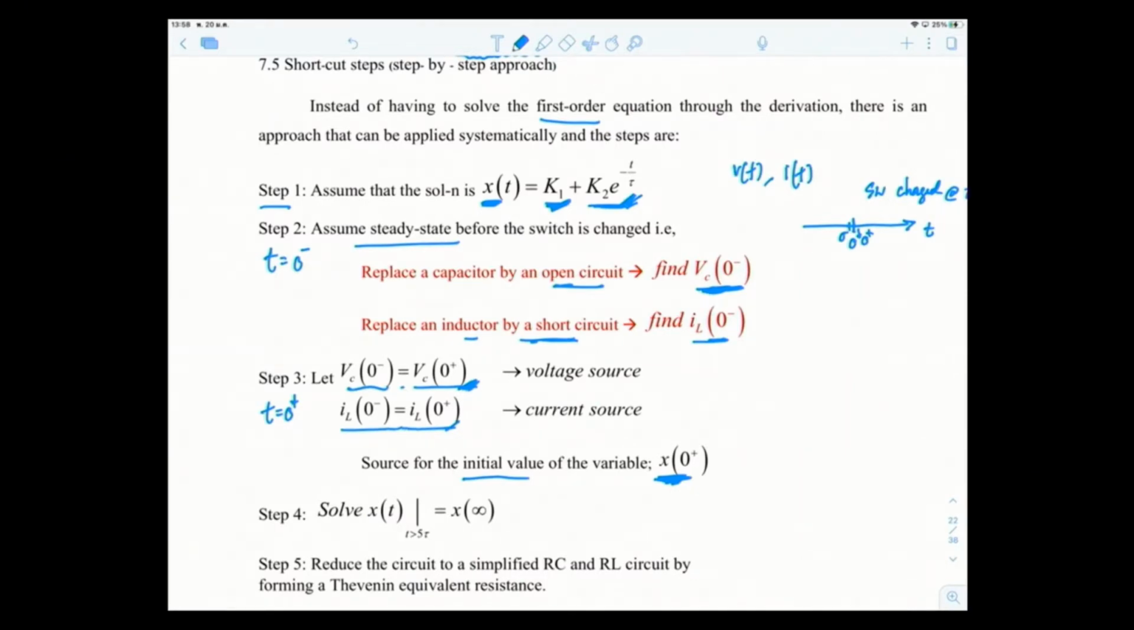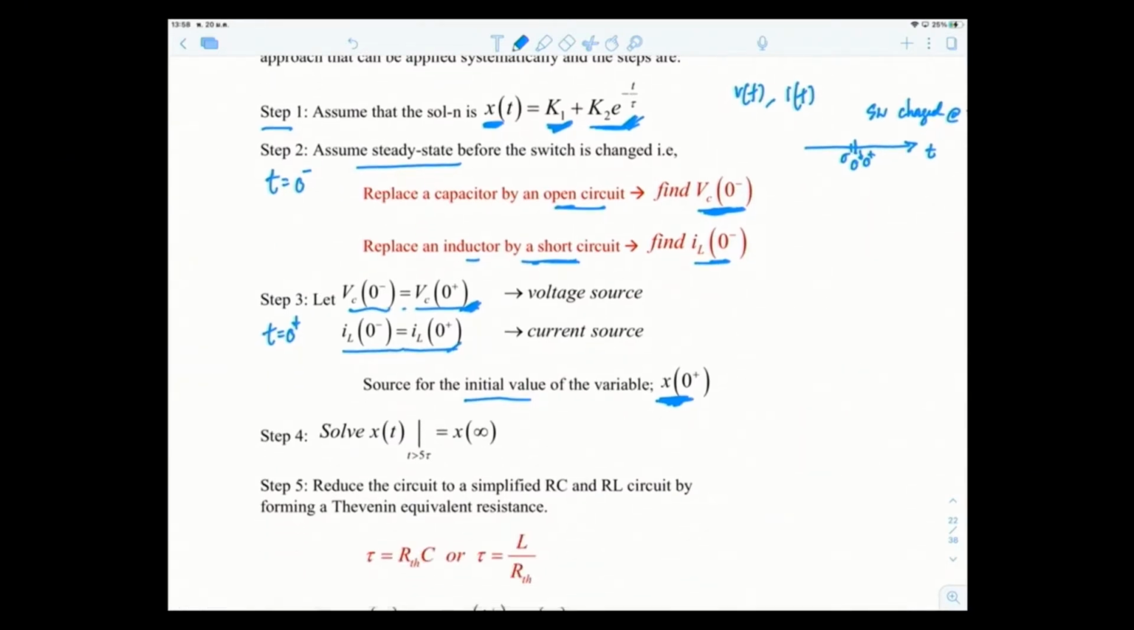Step 4 is to analyze your circuit at t equal to infinity. The switch changes at t equal to 0, then you let it run and stay there for a long time to reach steady state. You look at what happened to your circuit, draw it out, then find the final value of the parameter that you want to find in the circuit, so x at t equal to infinity. So these are the three step values you get.